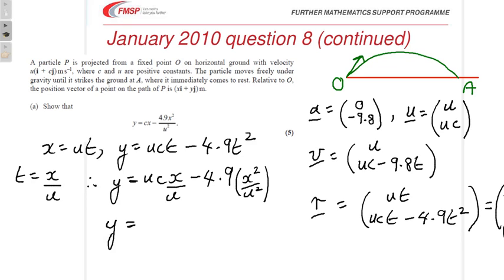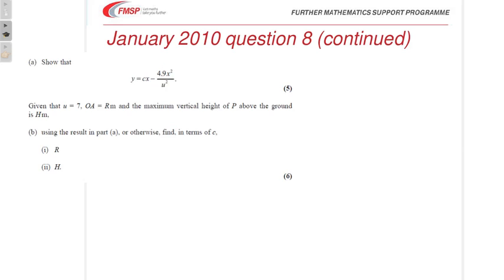y equals cx minus 4.9 x squared over u squared. Okay, 5 marks for that. Let's press on. So we've got that first part. I've copied that part of the question down again.